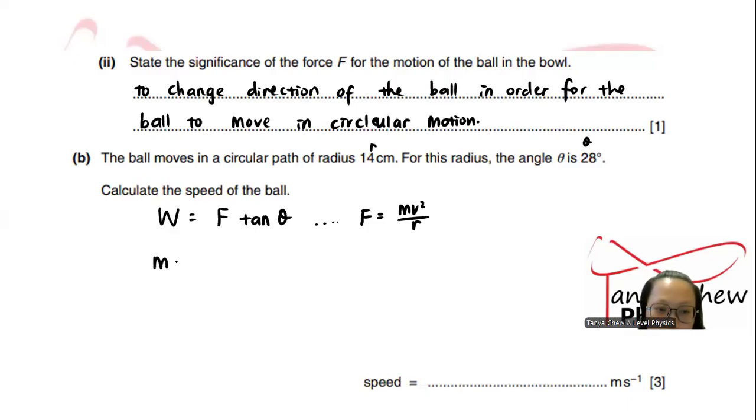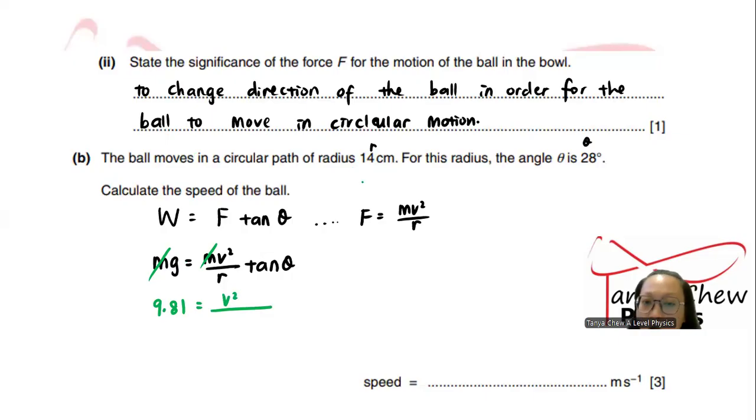W is weight, so I'm going to put it as mg. This is mv squared over r tangent theta. So if you do not understand, you can always comment below. So m and m can be cancelled off, right? So g is 9.81. V squared is the one that I'm supposed to find. R is in cm. Look at the unit of the speed. It has to be in meter per second. So I have to change this to meter. So you have to divide by 100. So this is 0.14. Tangent 28 degrees.